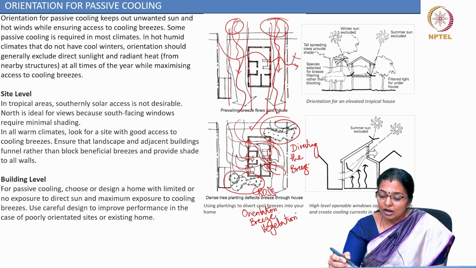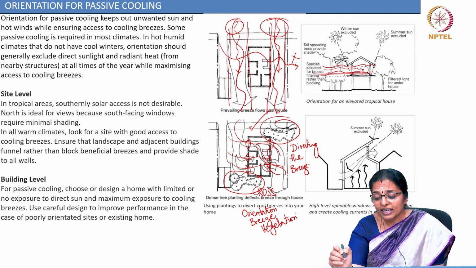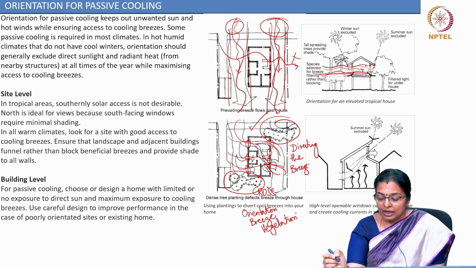the walls. For example, in this building, by virtue of having trees at this height, the breeze is getting directed to the habitable spaces.